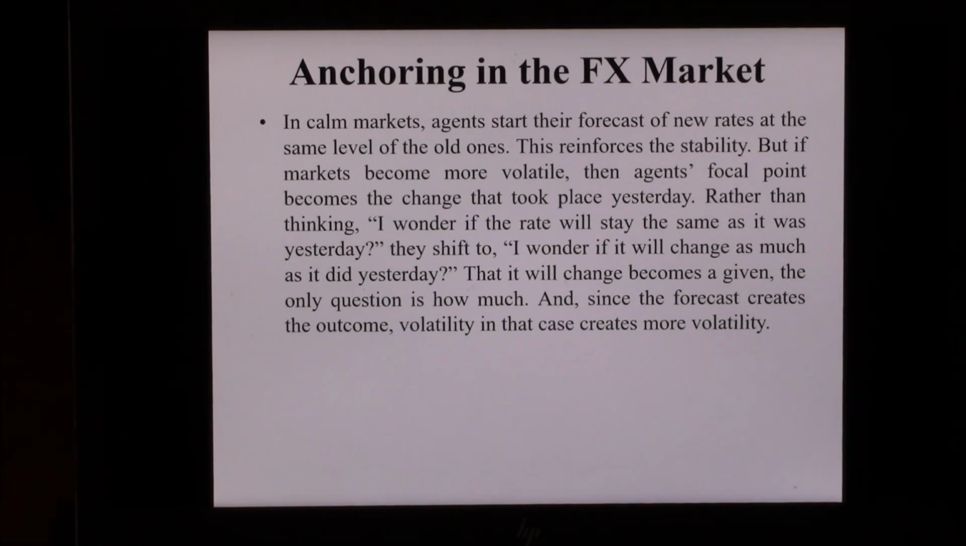And then in the foreign exchange market. In a calm market, agents tend to start their forecast of new rates at the same level of the old one. This reinforces stability. But if markets become more volatile, then agents' focal point shifts to the change that took place from yesterday. Rather than thinking, I wonder if the rate will stay the same as it was today, they shift to, I wonder if it will change as much as it did yesterday. So with the anchoring, volatility begets volatility. The more volatile a market becomes, the more people shift the focus of their anchoring from levels to rates of change. And so their new forecast is not a level, their new forecast is a rate of change. Right?